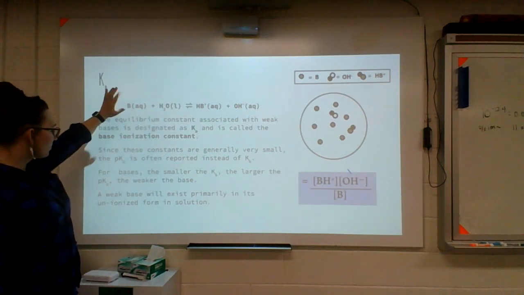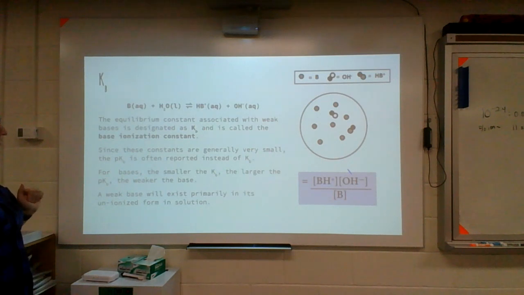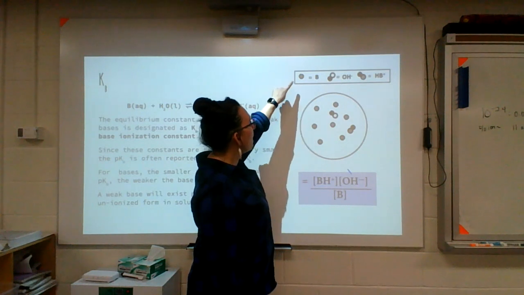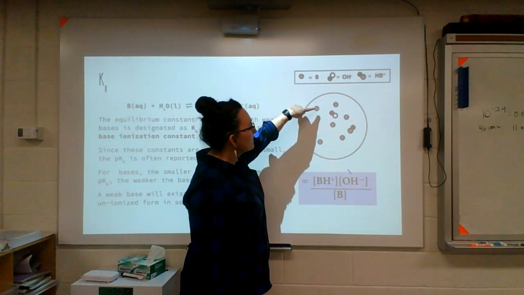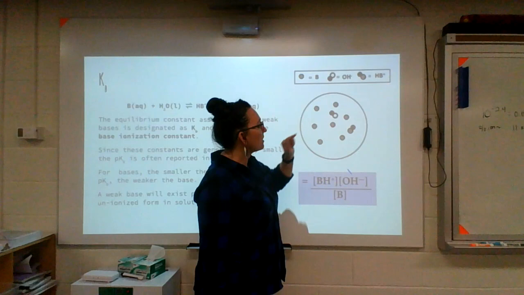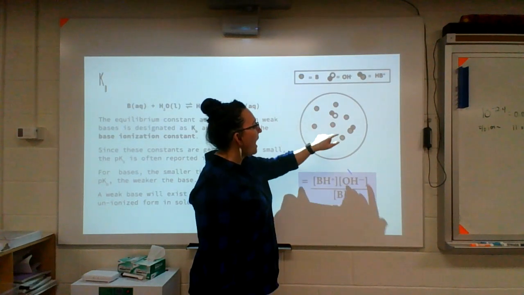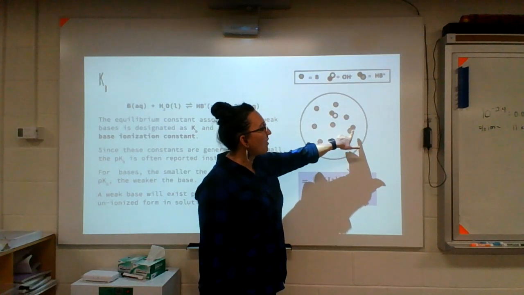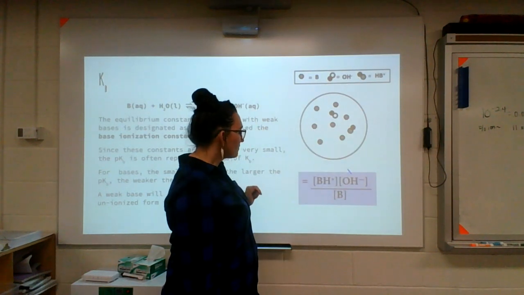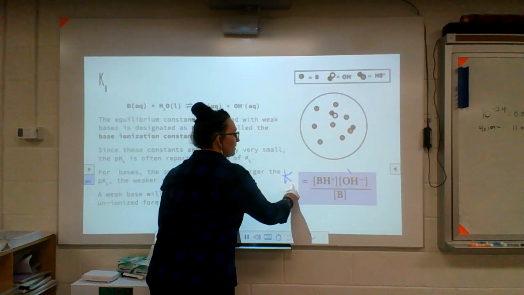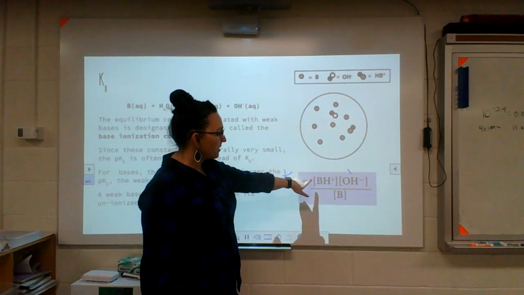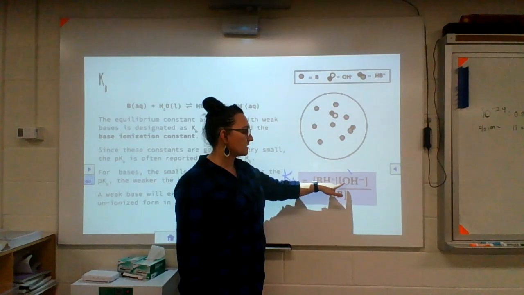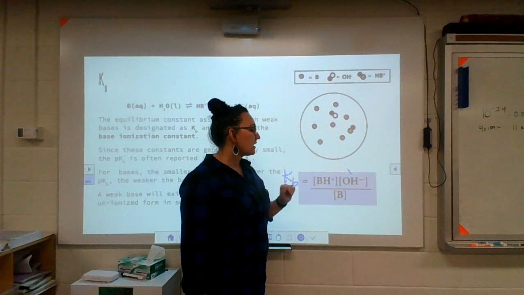So we can see in our particle diagram that our weak base is found frequently in our solution, the unionized form, and then every here and there we have a hydroxide ion and our BH plus. So Kb is equal to the concentration of the BH plus times the concentration of the hydroxide ion divided by the initial concentration of the base.